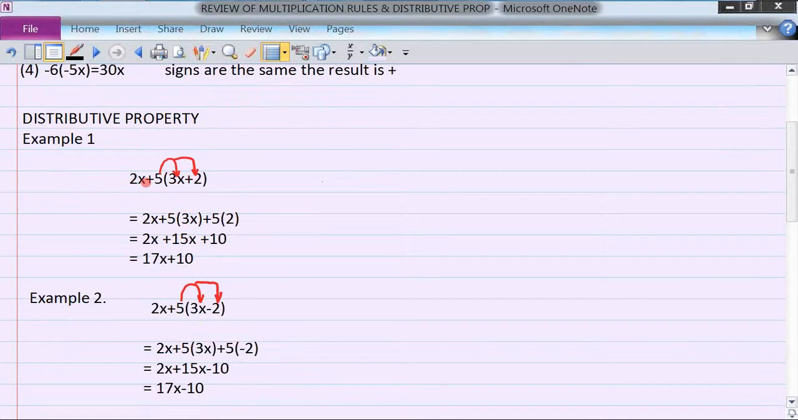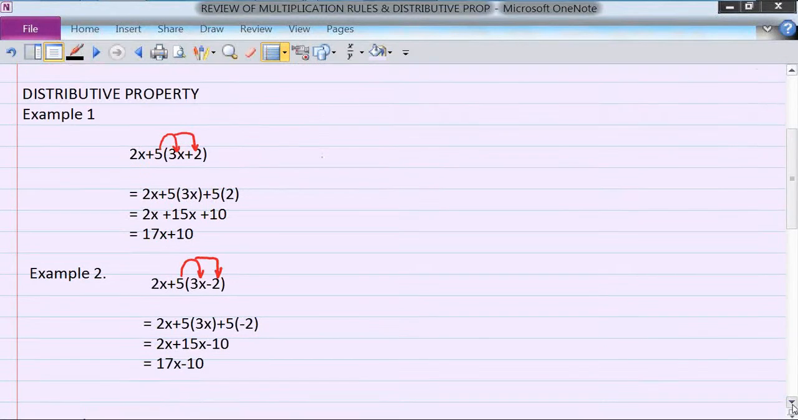And we're going to apply this when we use the distributive property. Here we're going to start off with 2x plus 5 times 3x plus 2. So we're going to take the plus 5 and multiply it by the plus 3x, so we've got plus 5 times plus 3x and plus 5 times plus 2. We multiply 5 times 3x and we get 15x. The signs are the same. Plus 5 times plus 2 gives us plus 10. We're going to add the 2x and the 15x. We get 17x, and the 10 is the same.